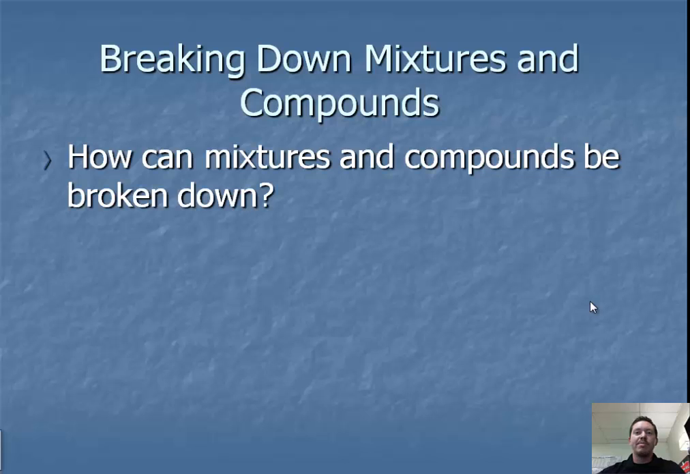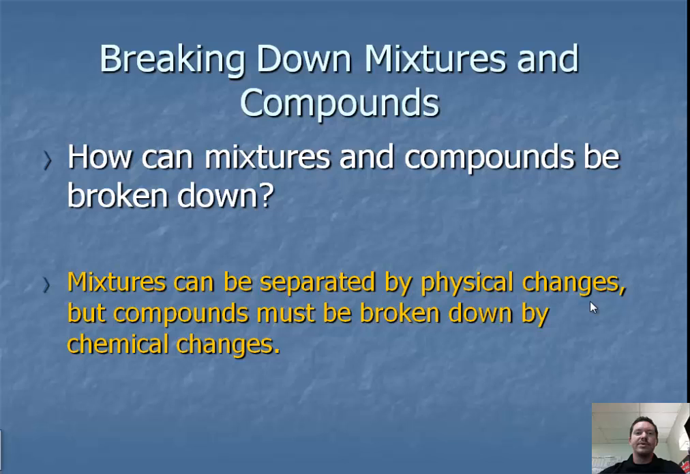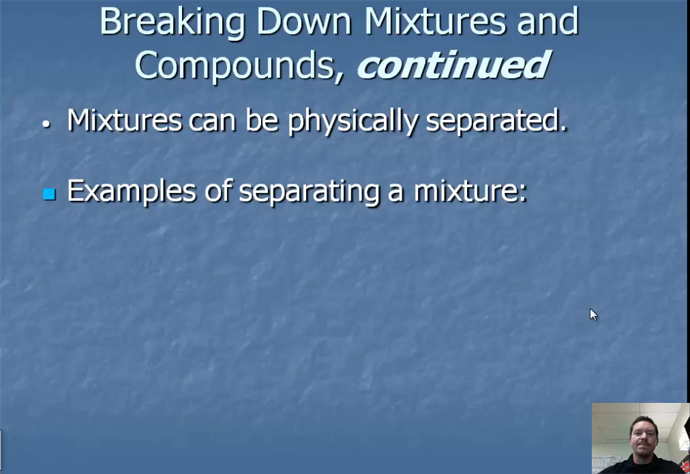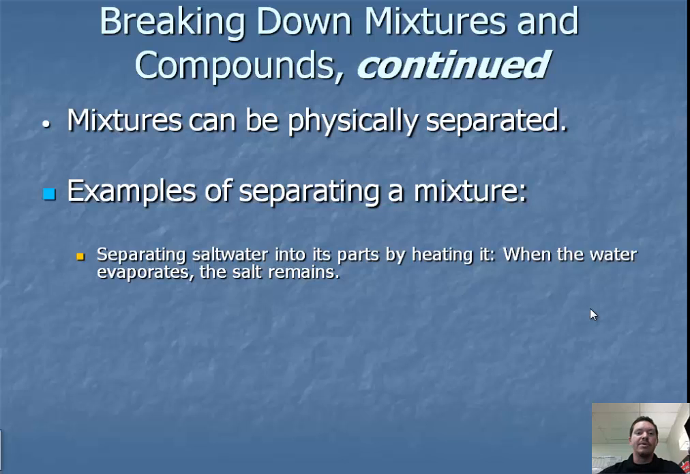We can break down mixtures and compounds. So how can we do that? Mixtures can be separated by physical changes, but compounds must be broken down by chemical changes. So we can separate mixtures physically. An example of that would be separating salt water into its parts by heating it. When the water evaporates, so we heat that sample, we evaporate the water off, we've got the salt left over.